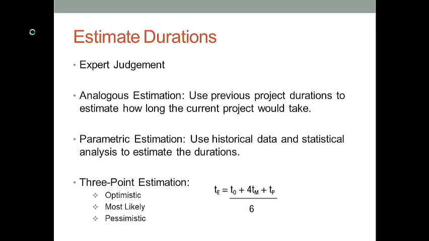The last one is called 3-point estimation. When you use this method, you want to split the future into 3 possible scenarios: optimistic scenario, most likely scenario, and pessimistic scenario. And then you estimate the duration of the activity in each scenario. Then you want to average the estimated durations in the 3 possible scenarios. That will be your estimated duration for your current project.